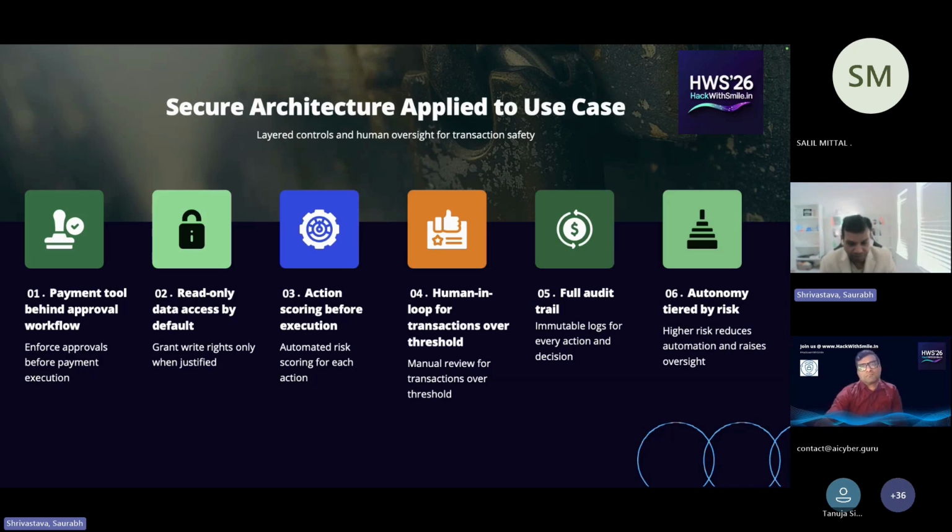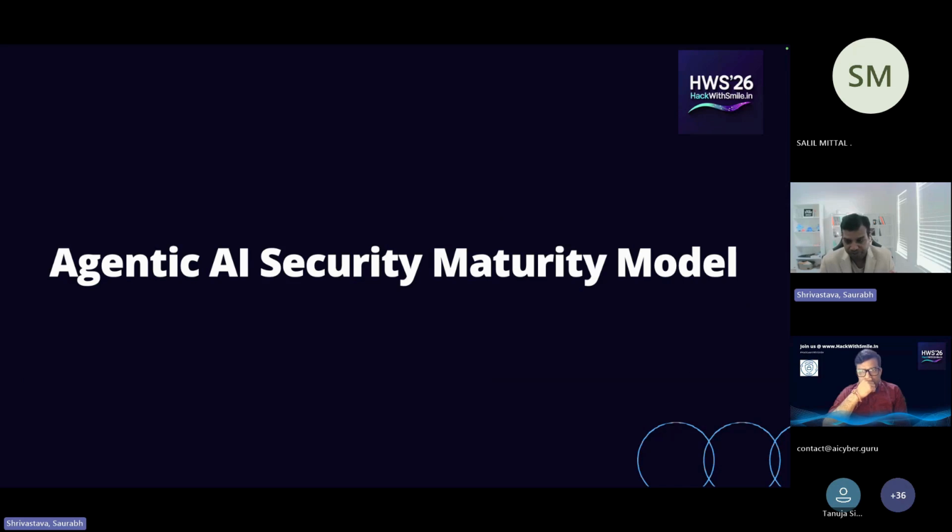And each agent should have risk scoring. Any transaction should be human in the loop. Create the full audit trail so you know what is happening, and the log should be an immutable log. It means no one can edit that. That is what AWS provides with CloudTrail. CloudTrail is an immutable log. Nobody can edit that, and if some editing is happening, it will log and immediately trigger. And you tier the autonomy by risk, and we will talk about autonomy risk tiering.